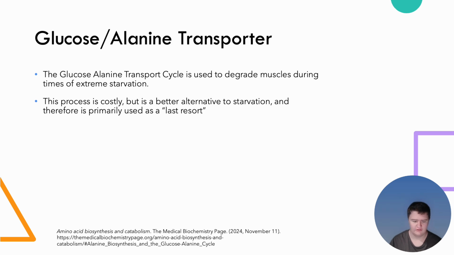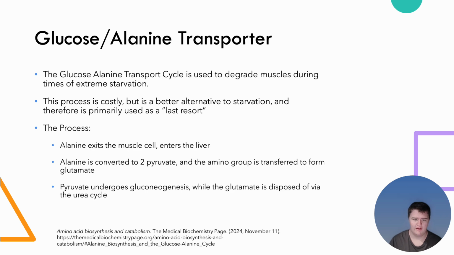Our third one is going to be the glucose alanine transporter. So this is really used for degrading muscle cells during times of really extreme starvation. It is very costly, but better than starving, and so it's really only used as a last resort. So the way it works is that the alanine is going to exit the muscle cell. It's going to go into the liver. From there, it's going to be turned into 2 pyruvate groups.